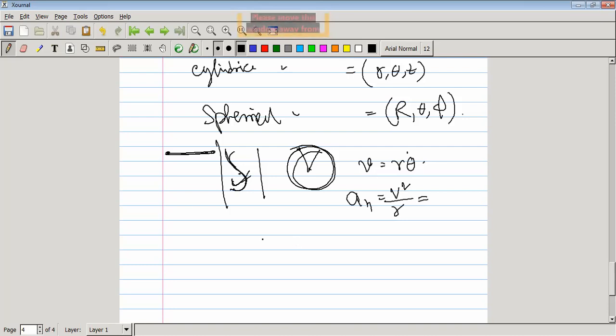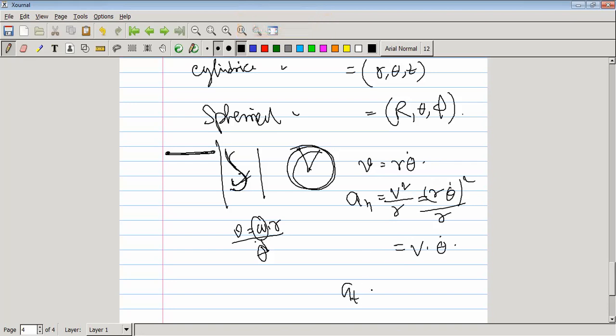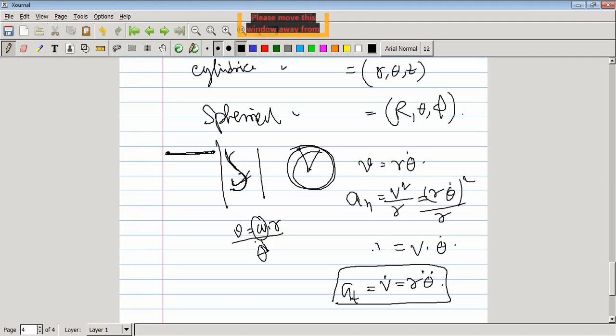Or we can say, in class 11 12 you already went through that v is equal to omega r. That omega is the change in the angular displacement, here denoted as theta dot. So r theta dot square by r, what will it come to? It will simply come as v into theta dot. Now the tangential component of that acceleration is v dot, so r theta double dot. These two you have to remember for circular motion.